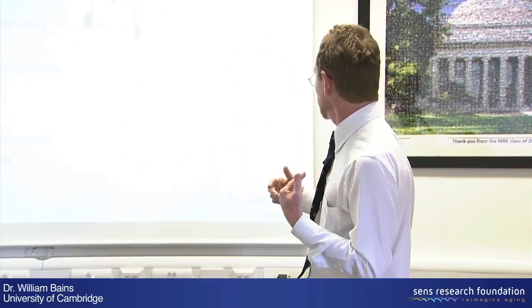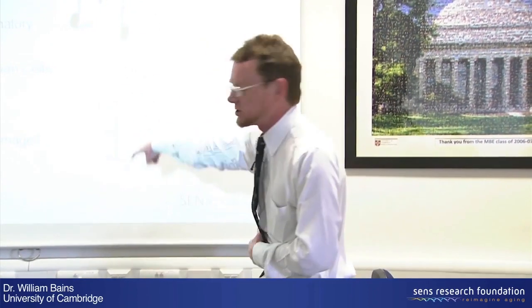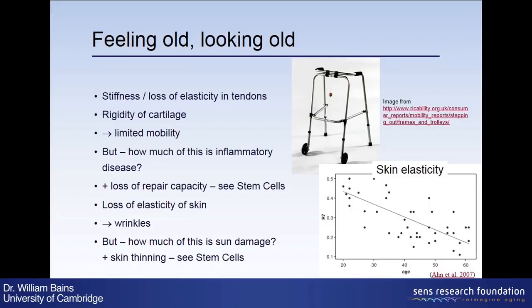And this you'd expect to be a result of loss of mechanical elasticity in the skin, and indeed you find that. So this is one measure of elasticity in the skin. This is just a particular measure for a particular machine. There are lots of ways of measuring elasticity, and this is correlating this with age. And again, you see a downward trend, loss of elasticity with age.